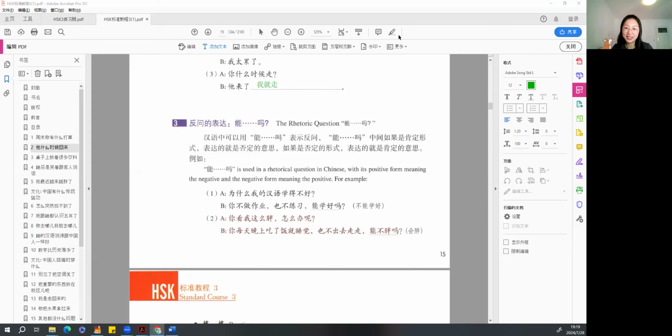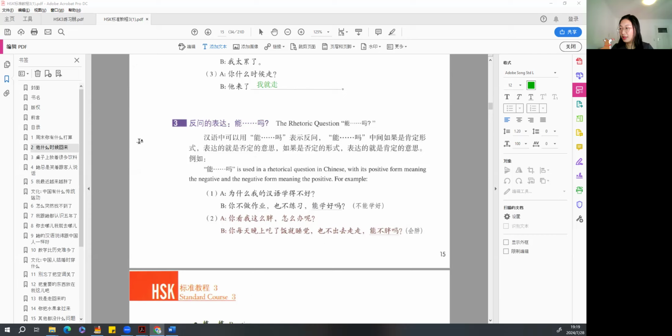Perfect for you. Today we are going to take a look at the rhetoric question. This point is in HSK book level 3 under lesson 2. The rhetoric question, first of all, we need to know how to say it in Chinese.